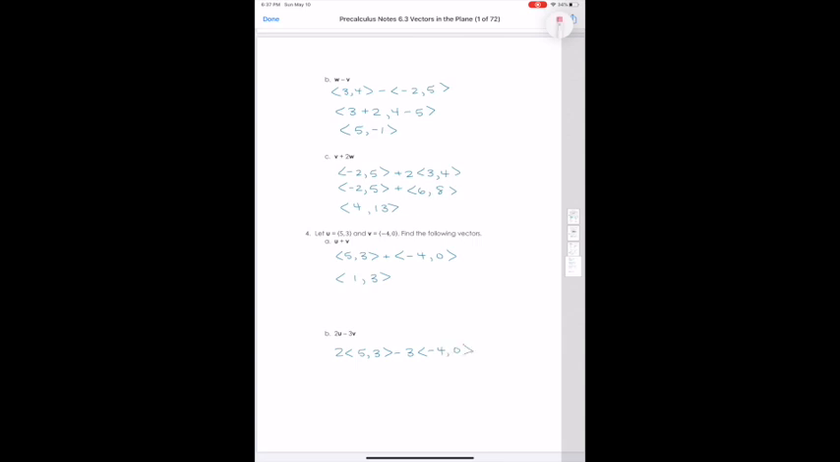I distributed the 2 to both of the u coordinates, so that's 10 and 6. And then I distributed a -3 just because I thought that would be a little easier to add them in the end. So 22, 6. That's all.